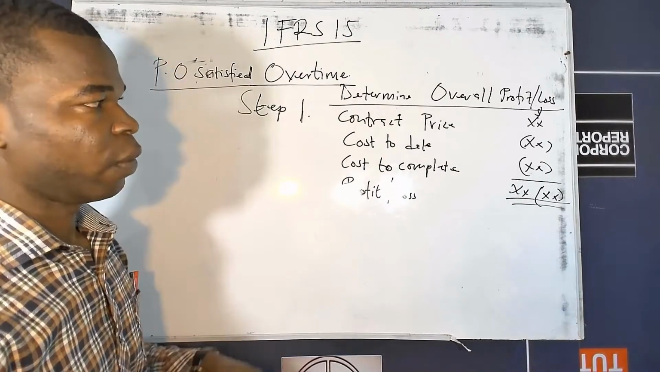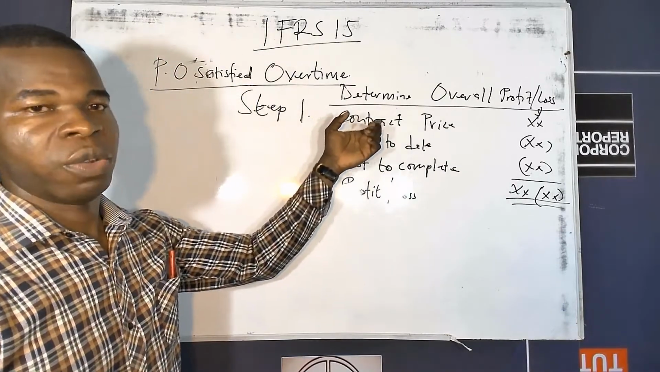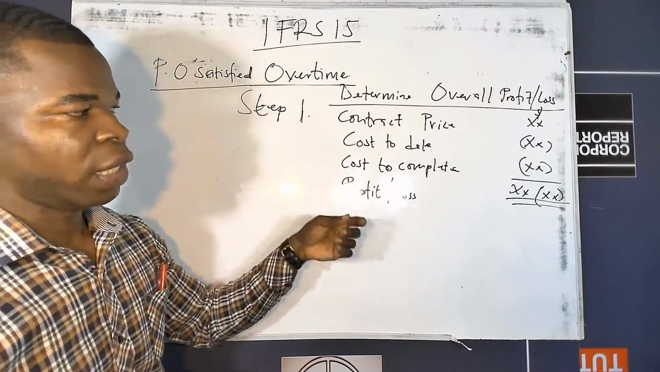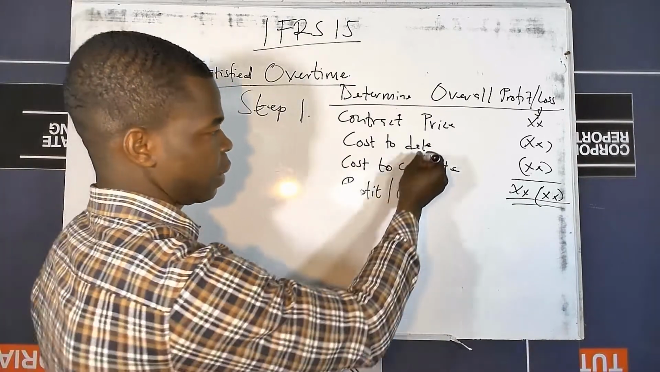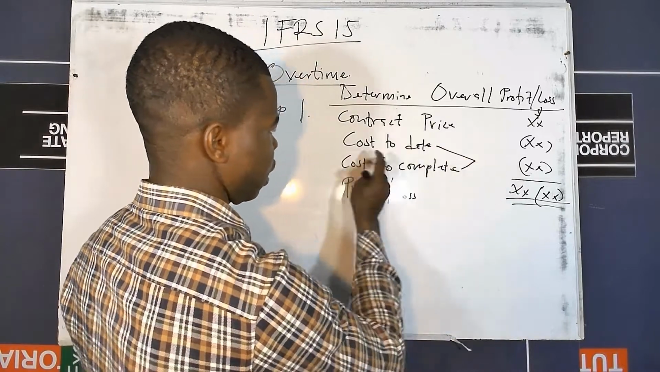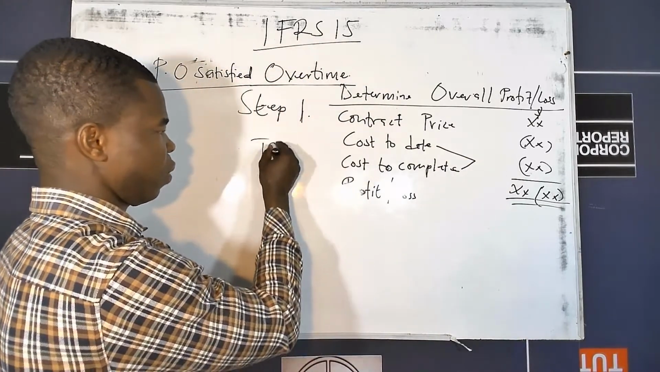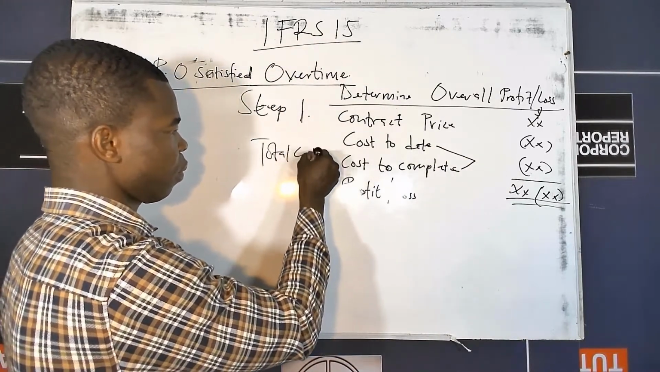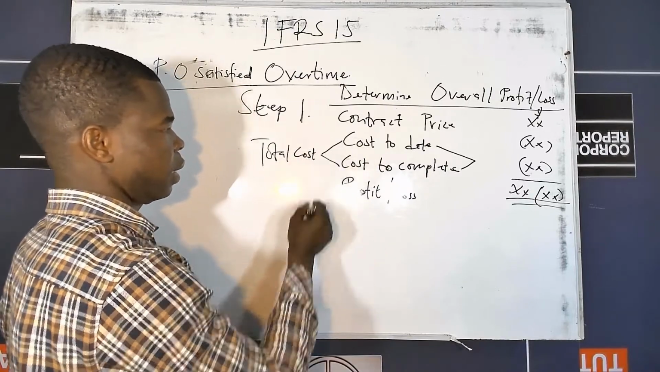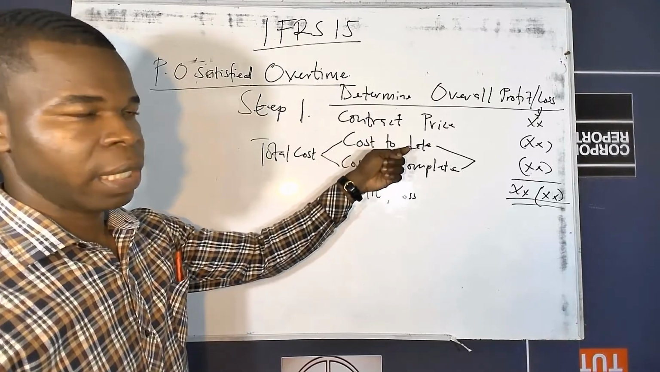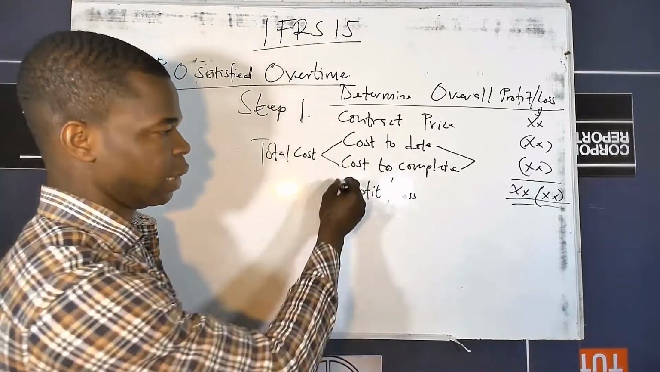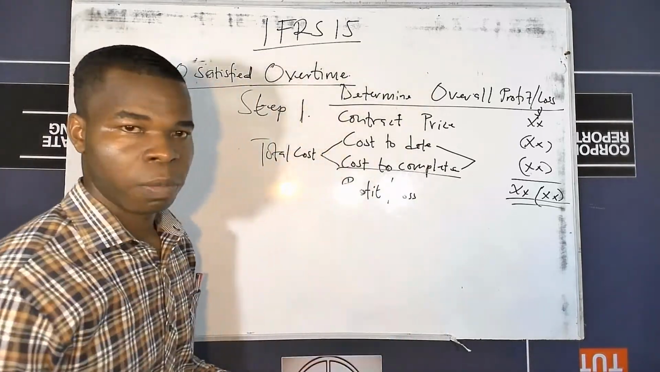So anytime you are given a question, the question will probably provide you with your contract price, your cost to date, or your cost to complete. Remember that the summation of your cost to date and your cost to complete gives you your total cost. If that is the case, anytime you are given the cost to date and the total cost, then you can ascertain your cost to complete.